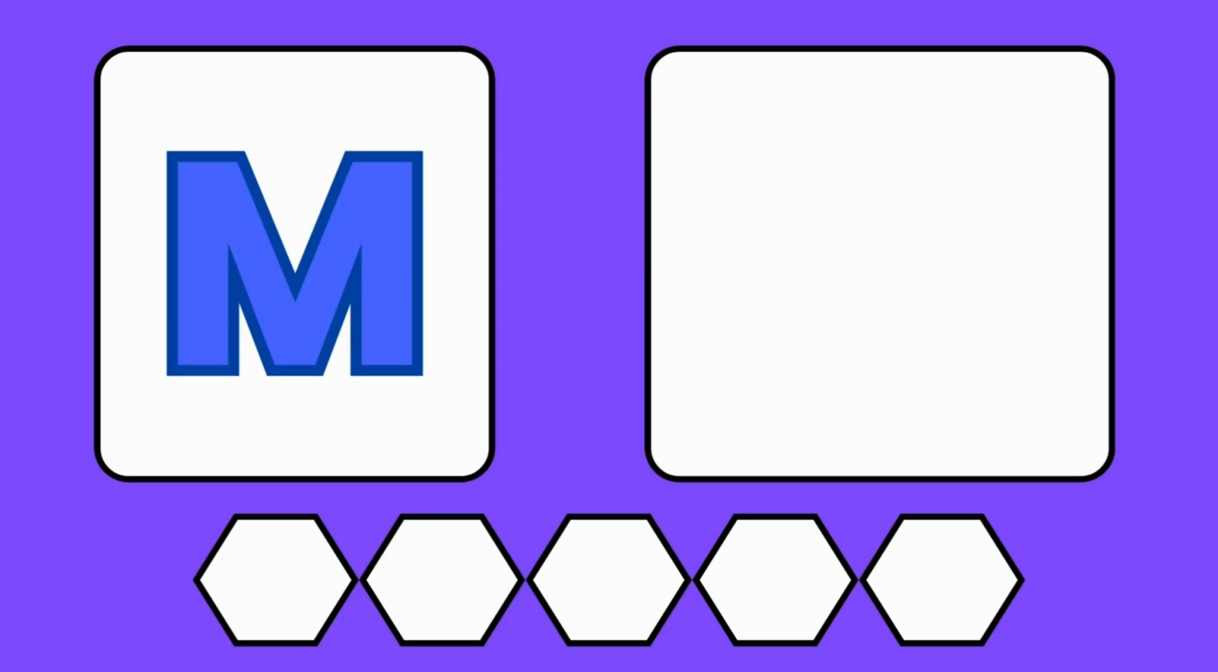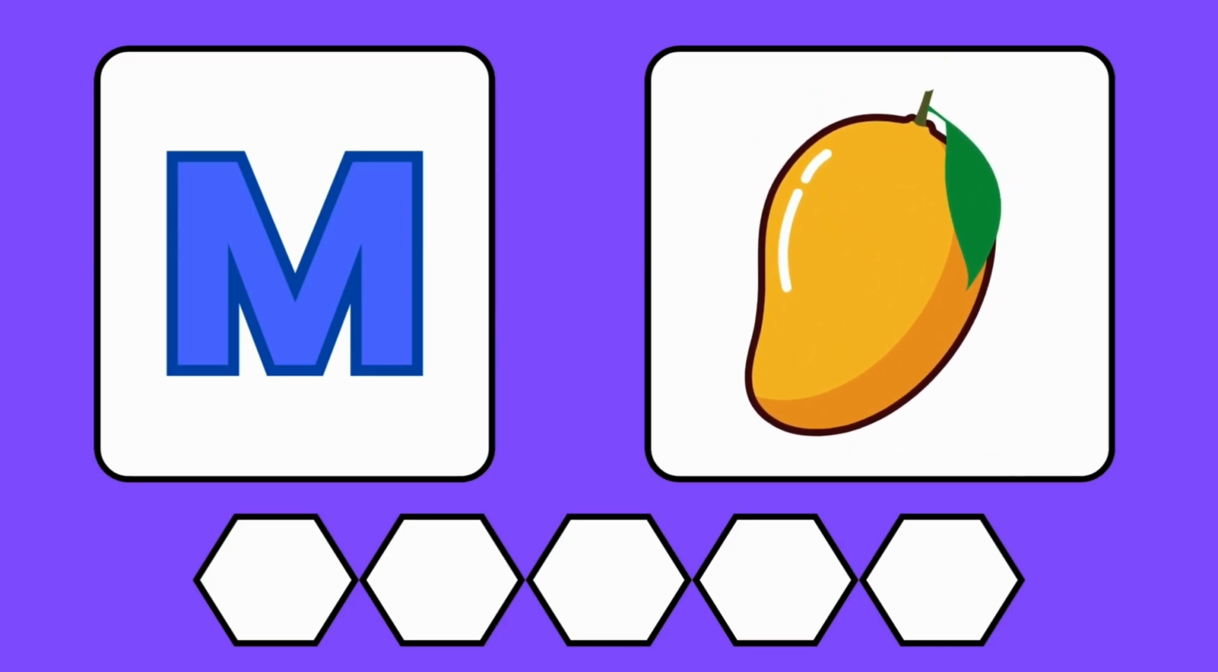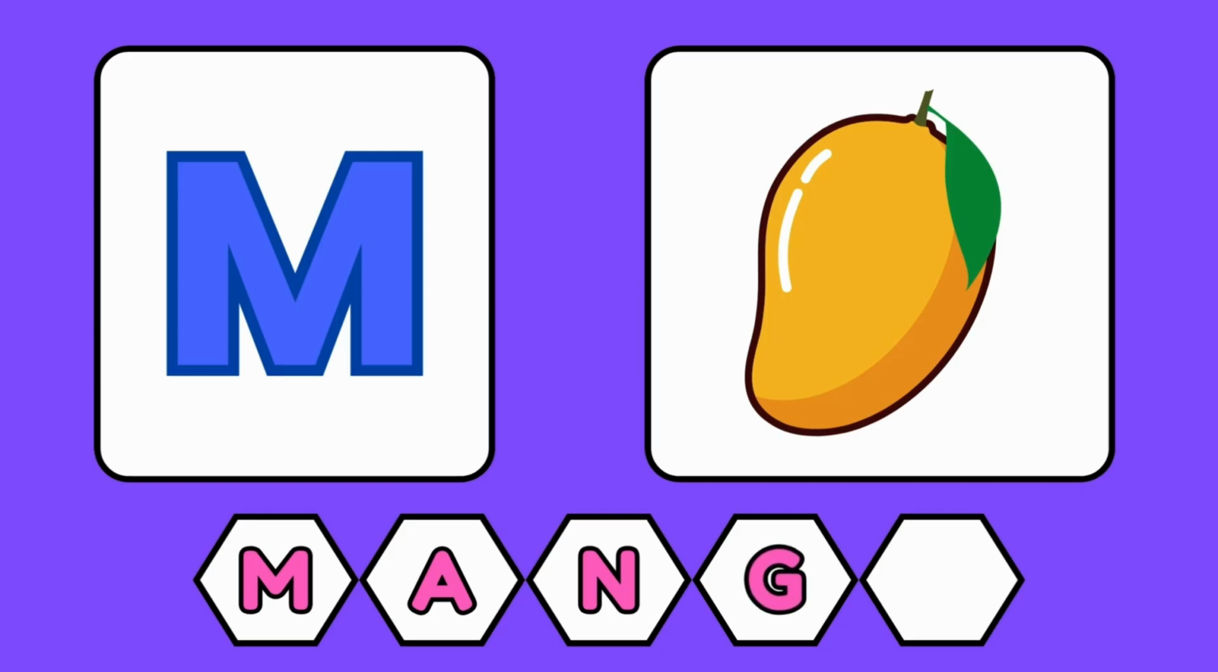M. M is for mango. Let's spell it. M. A. N. G. O. Mango.